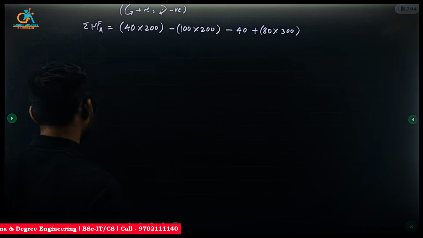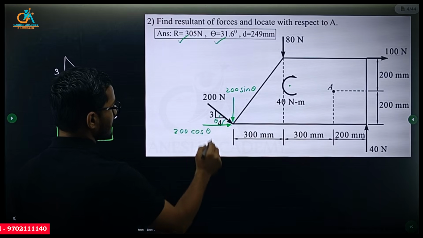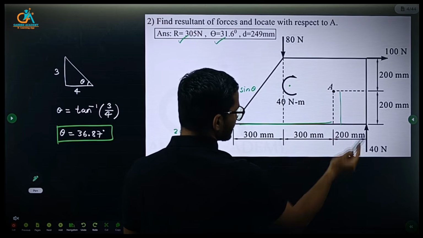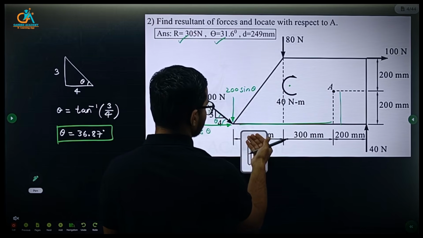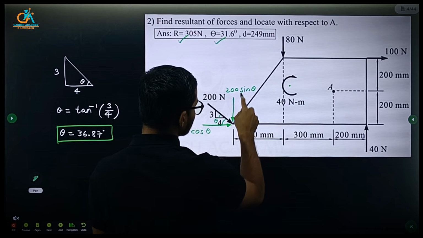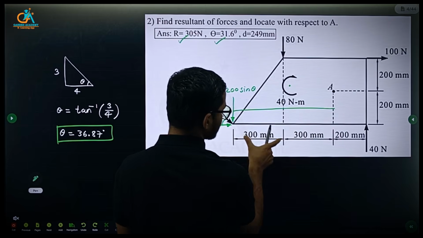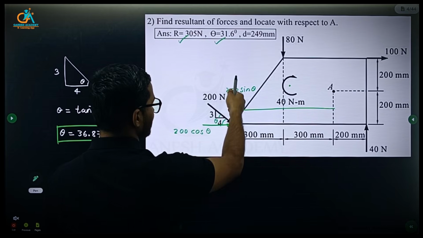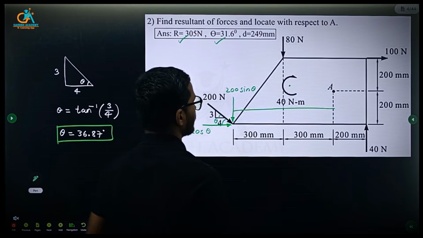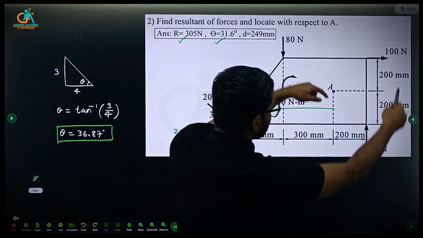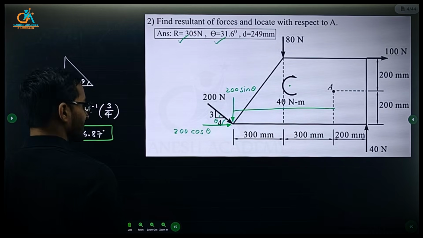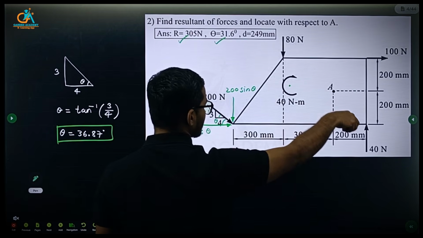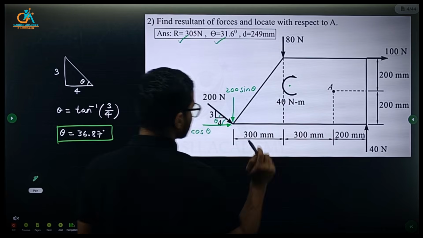And last is the component of these forces, 200 cos theta. The line of action is like this. So perpendicular distance is 200, and this 200 sin theta is acting at this distance, which is 300 plus 300, total distance is 600. And this is going to produce anti-clockwise rotation, and in the same way this will also produce anti-clockwise. So both are considered as positive. The 200 cos theta into perpendicular distance 200 and 200 sin theta into 600.